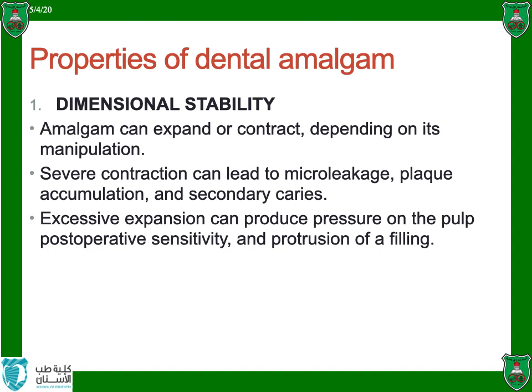Severe contraction can lead to micro leakage, plaque accumulation, and secondary caries. إذا صار في عنا تقلص في الحشوة، رح يصير في عنا فراغ ما بين الحشوة والسن. هذا الفراغ رح يؤدي إلى إنه البكتيريا تمرق أو تدخل في هذا الفراغ. بس تدخل في هذا الفراغ رح ترجع تعمل لك تسوس مرة ثانية. فهذا بنحكي له secondary caries. فرح يصير في عنا micro leakage و plaque accumulation، آخر شيء secondary caries.